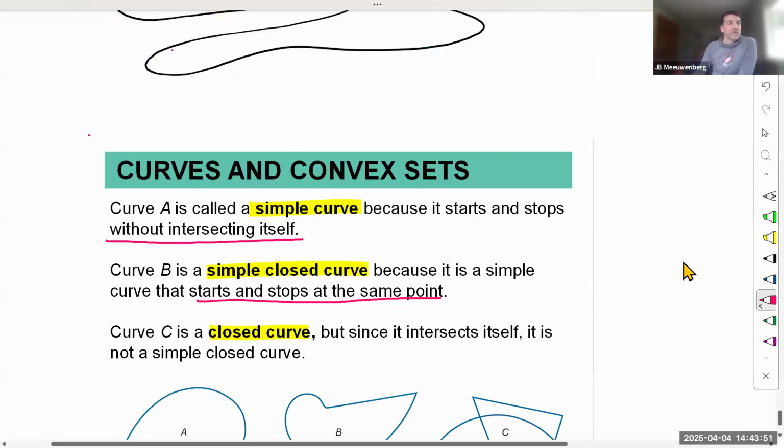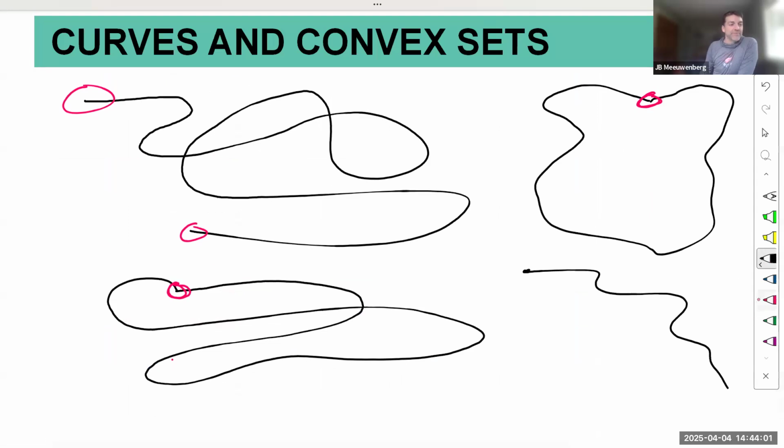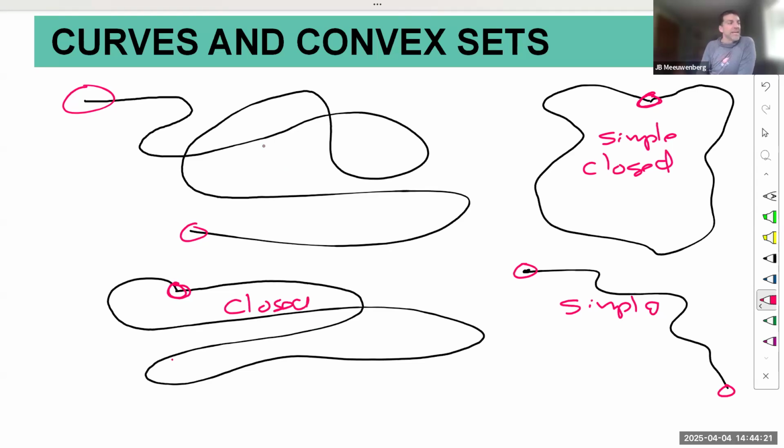And actually, going back to my drawings, there was a fourth one that I probably should have drawn. One that just starts here and goes like this, right? So this is actually different from the first one that I did. It started and stopped, but it never crossed over itself. So this was simple. This was simple closed. This one was closed. And what was this very first one that I did? It was actually none of them. It doesn't fall into any of those classifications.